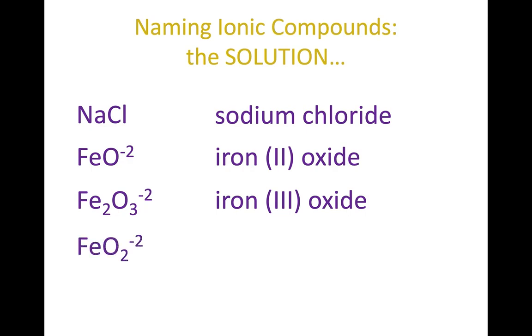FeO2. Oxygen is still 2 minus. There are 2 of them, so that's a total of 4 minus over here on the right-hand side. So the left-hand side must be plus 4. There's only 1 iron, so that's iron(IV) oxide.